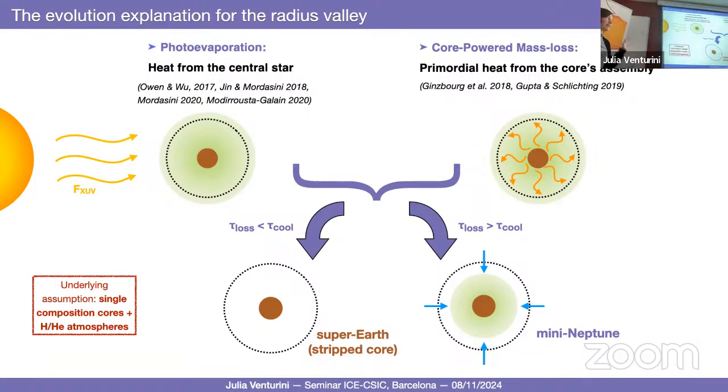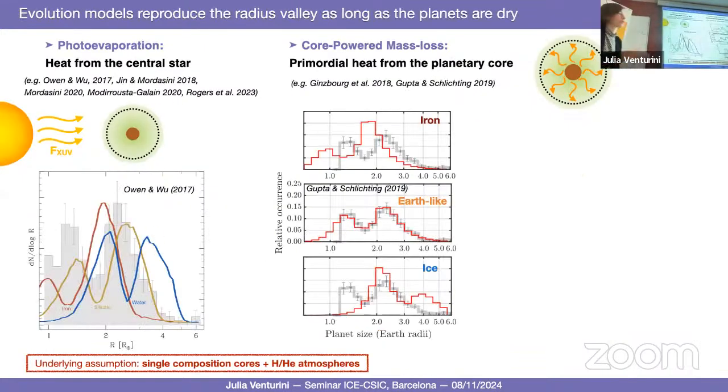And just by removing the atmosphere, some planets will be completely stripped off in these models, and some will manage to retain 1% of the hydrogen-helium atmosphere, and this produces the peak of the mini-Neptunes. You can see better here. For example, here, yeah. So they manage to reproduce it. On the background is what comes from observations.